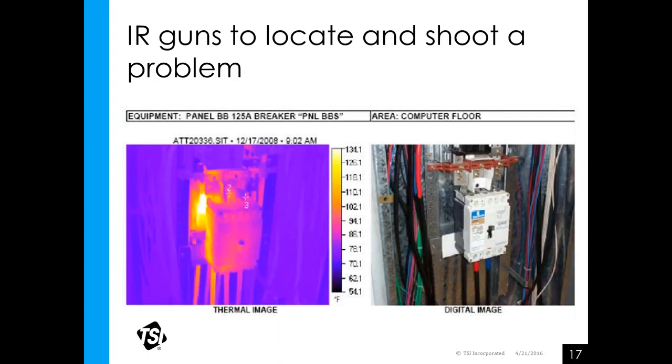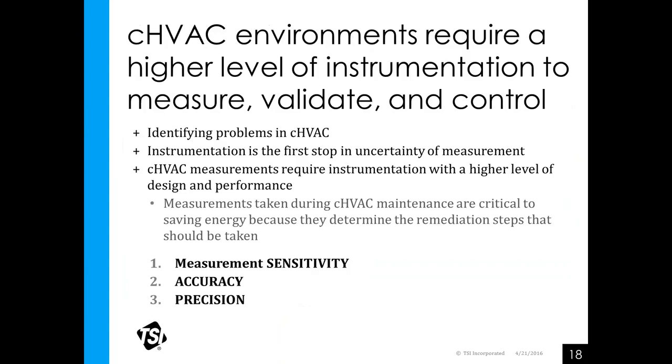Measurements taken during HVAC maintenance are critical to saving energy because they're going to tell you what you need to do, what the remediation steps are that should be taken. So it's essential that you get the measurements right. And for me, there's three basic areas of measurement in critical HVAC. We need to talk about sensitivity. We need to talk about accuracy, and we need to talk about precision. And each one of those has a direct bearing on what's measured and how you measure it.